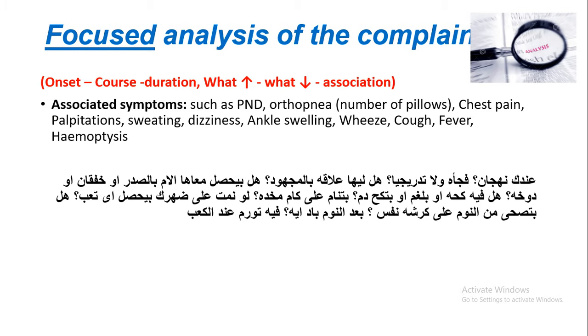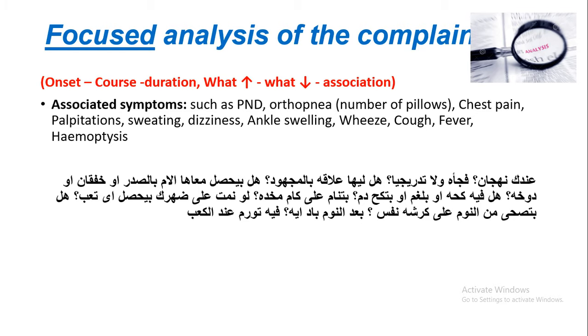Okay, so a patient comes to the ER or to the outpatient clinic complaining of dyspnea. How can I approach this patient? First of all, I have to analyze the patient's complaint. I have to ask about the onset of the patient's complaint. Is it acute? Is it chronic? Is it gradual? And ask about the course of dyspnea. Is it progressive, regressive, intermittent, persistent, stationary, and so on.